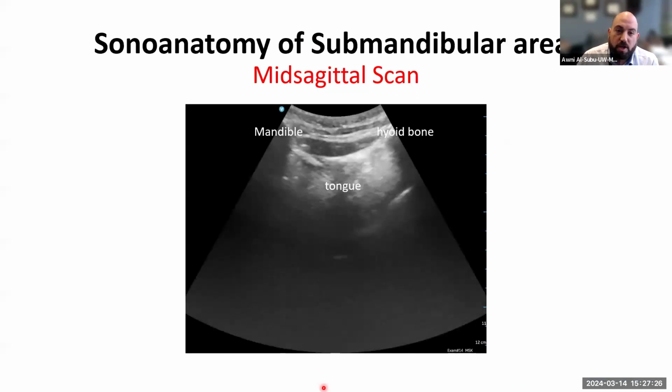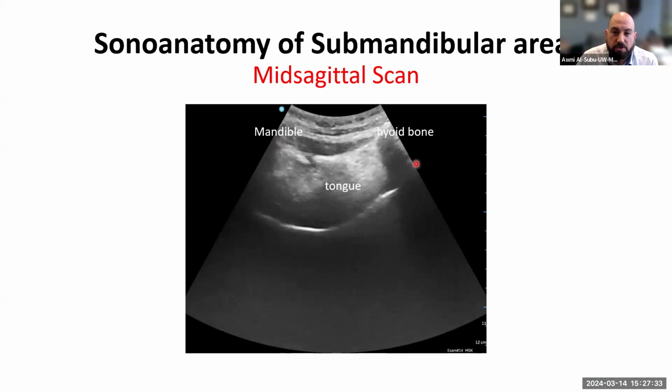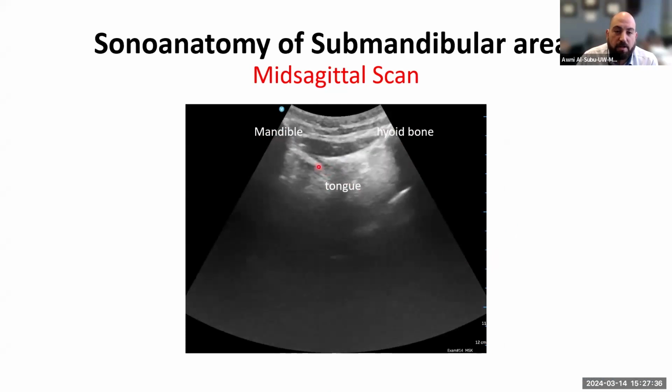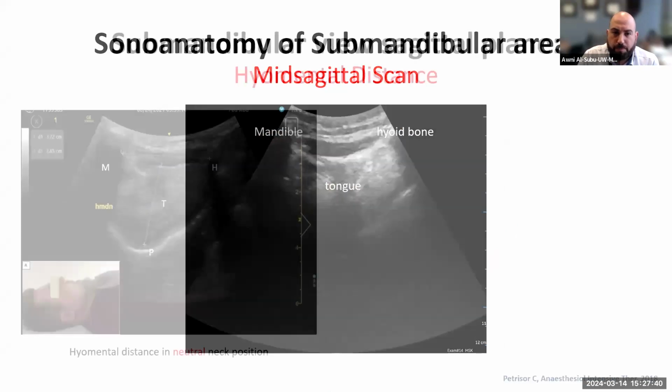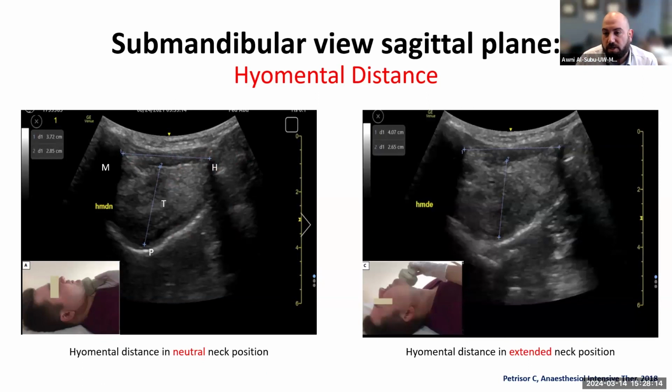Of course, this is a static image, so how does it look when you do it dynamically? Again, you can see the mandible with the acoustic shadow, the hyoid bone with the acoustic shadow, and then the tongue, and you can do your measurements there. Now, this is an image that shows you how to obtain the hyomental distance in both neutral and hyperextended position, because this is what the literature tried to do. And I will show you in the next slide that the ratio is what is mainly used to assess difficult airway. So again, you have the neutral position, and you can measure the hyomental distance and then the tongue thickness, and then you do the hyperextension and look at that.